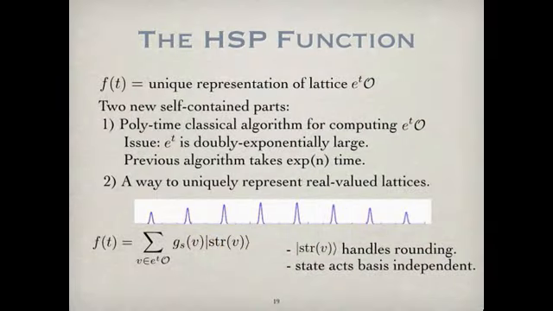So there are two new self-contained parts here. The first is a polynomial time classical algorithm for computing a basis for e to the t times O. One of the issues here is that e to the t is doubly exponentially large, because t is going to be exponentially large. And so we're dealing with rounding errors, which is something we have to deal with.